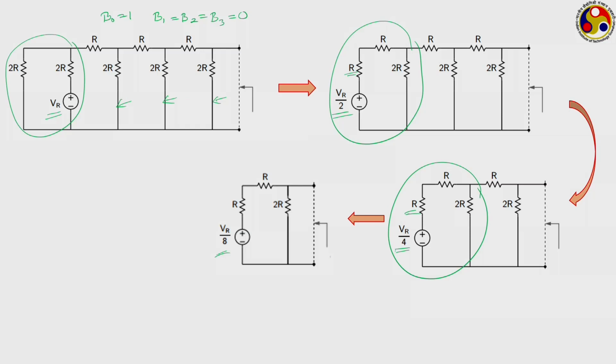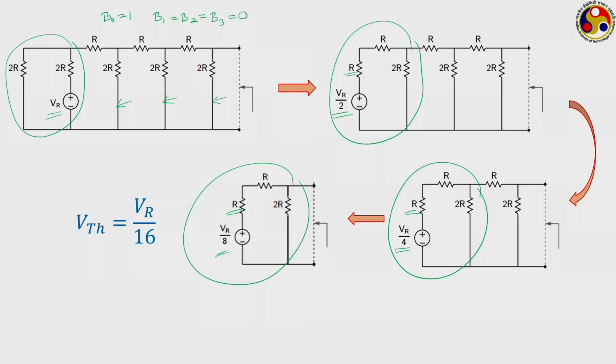Whenever we are moving from one node to the next one, the voltage keeps getting divided by a factor of 2, and in all cases the equivalent resistor is coming to be R. Here also the voltage is VR by 8, resistor is R. Now, this is the only circuit that is left with us. So again the equivalent resistor will become R and the voltage will become VR by 16. So the corresponding Thevenin voltage we are getting is VR by 16.